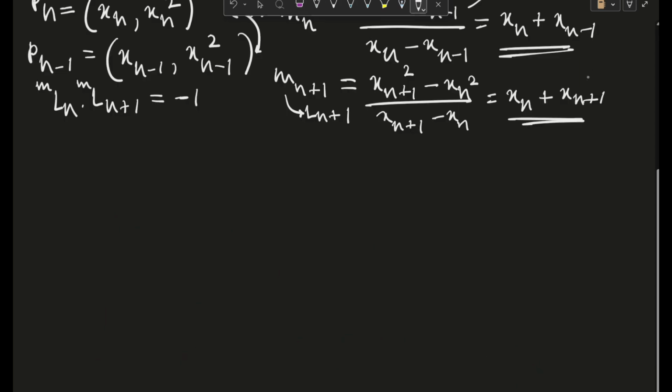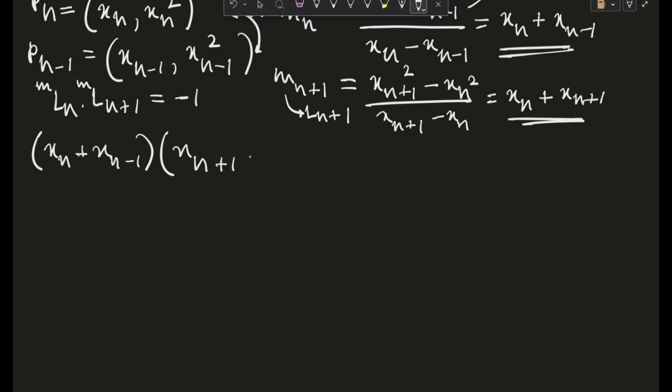So now what we can do is simply substitute these two computed values, which are xn plus xn minus 1, and xn plus 1 plus xn, and this is equal to minus 1. Okay, so now we need to find out some pattern, right? Otherwise there will be a lot of unknowns.